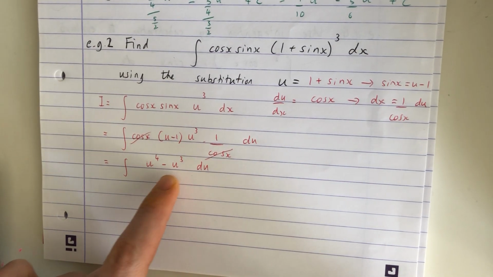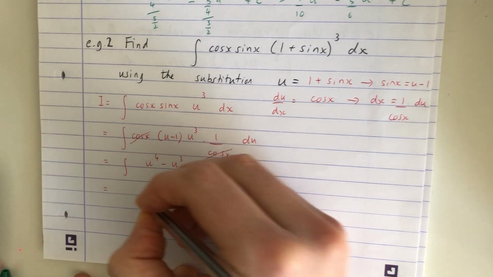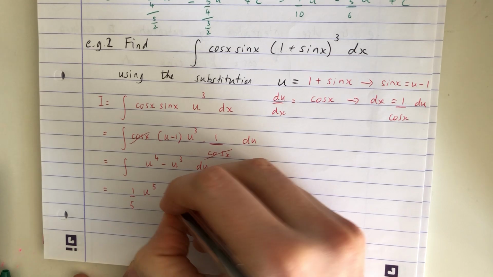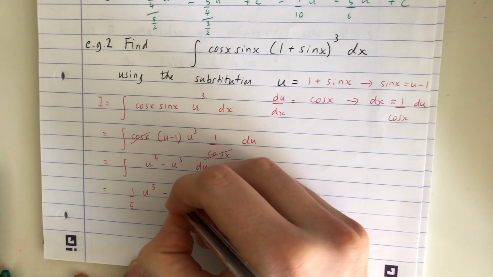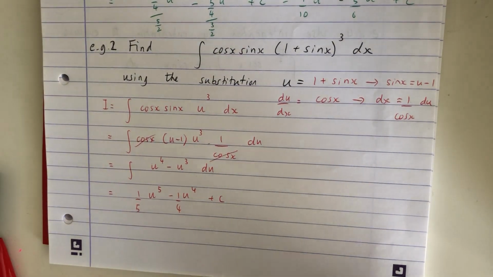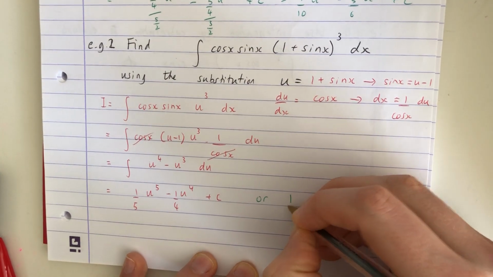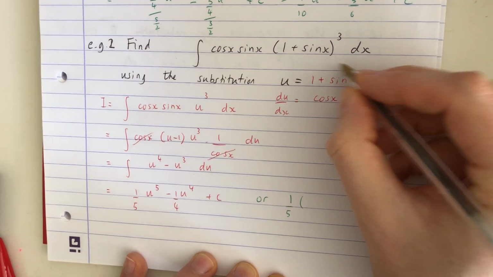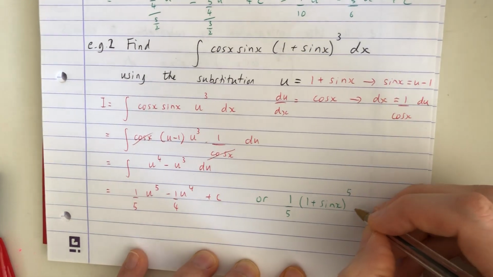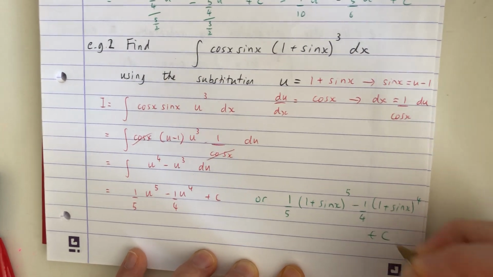You're just integrating stuff with u's in there with respect to u, and you can definitely do this. So you add 1 to the power, divide by the new power, so a fifth, add 1 to the power, divide by the new power, so that's a quarter, plus c. Or if you have to give your answer in terms of x, it would be a fifth. Every letter u replaced with 1 plus sine x, 1 plus sine x to the power of 5, minus 1 quarter, 1 plus sine x to the power of 4 plus c.